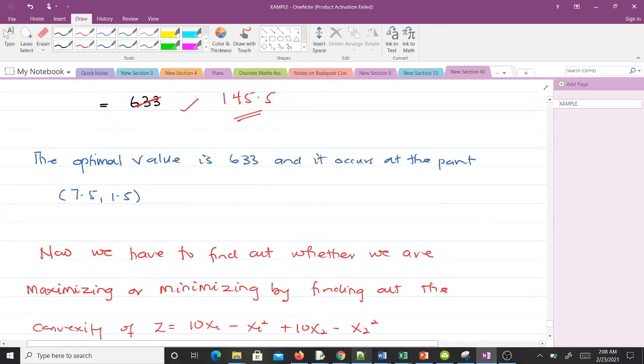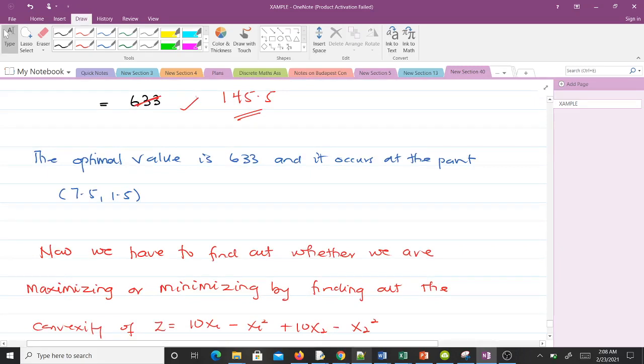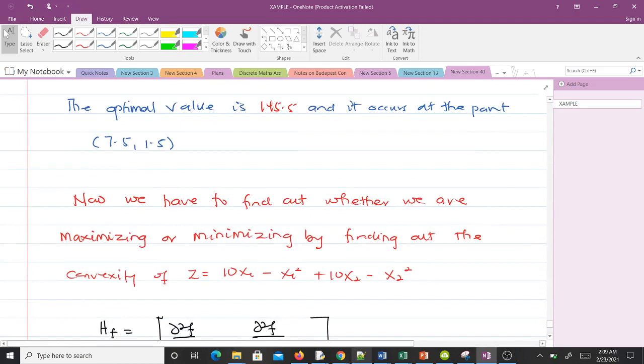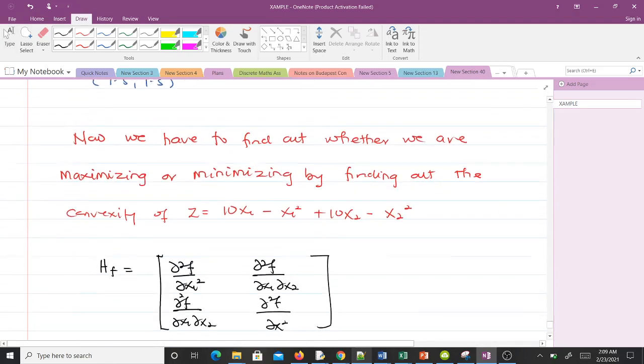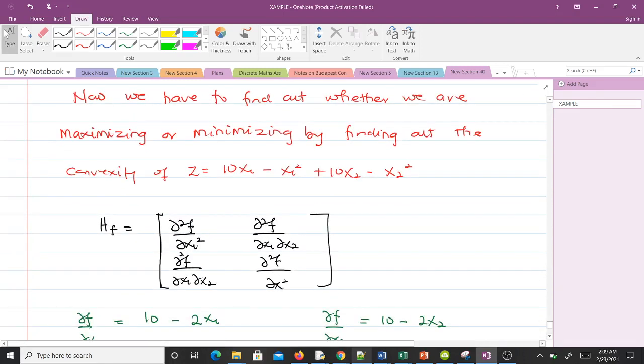So this means that the optimal value for this objective function is 145.5, and it occurs at the point 7.5, 1.5. Okay, so the question asks us to optimize. So the value we had is the optimal value, because we don't know whether it is the maximum or the minimum. So now we have to find out whether we are maximizing or minimizing. We can only do this by finding out the convexity of Z.